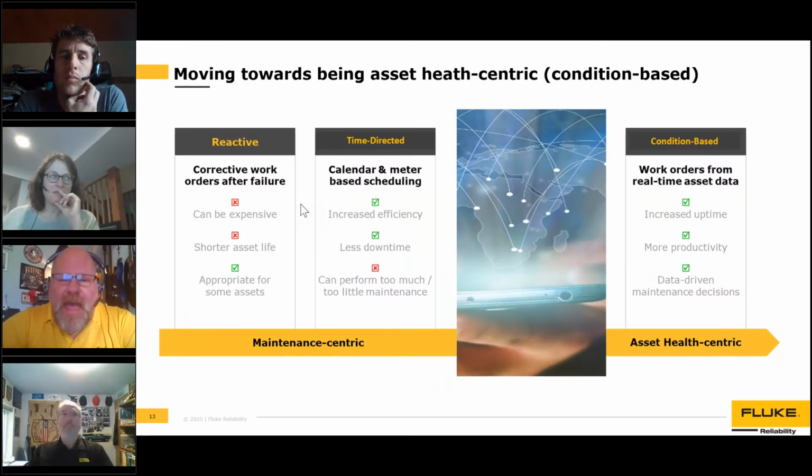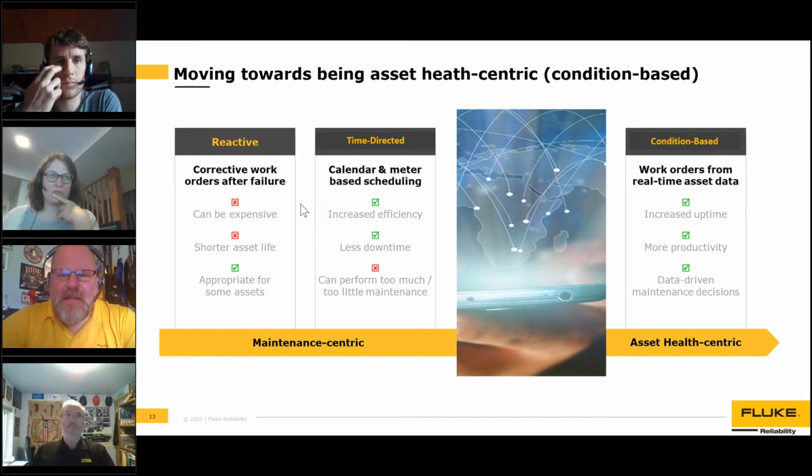So really moving towards being asset health centric is the underlying premise of condition based. Okay, so that's really where we want to try to move on our journey, correct? And as John pointed out, you're not going to do 100% condition based. That's not realistic, and that's not what we're promoting at all. What we want you to get out of this webinar is to understand that there are opportunities out there to use tools and techniques, what we call predictive maintenance tools and techniques, that actually help you with being condition based, where it's most appropriate, where it actually returns the better value.